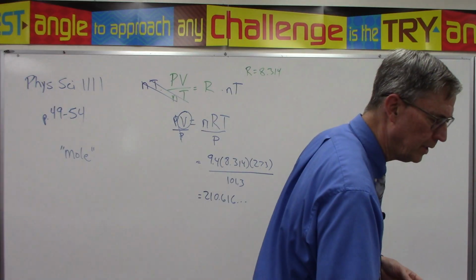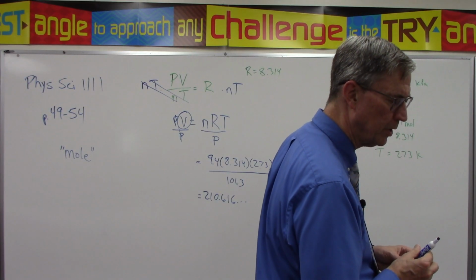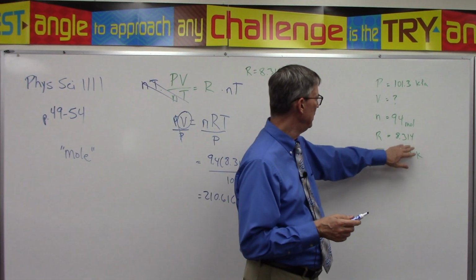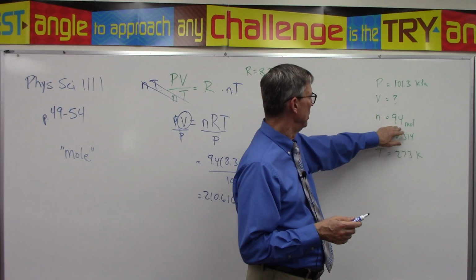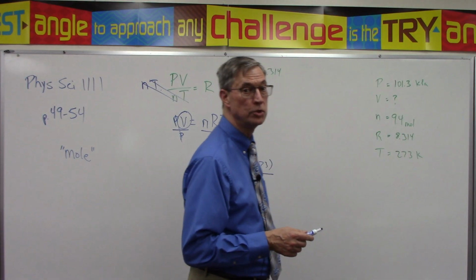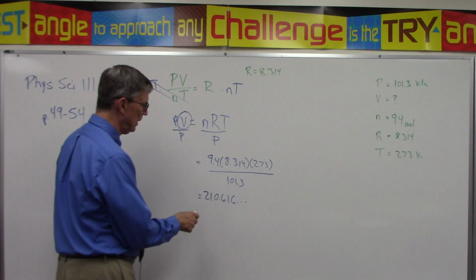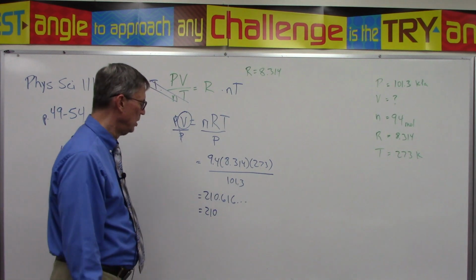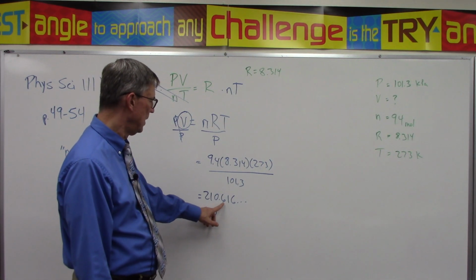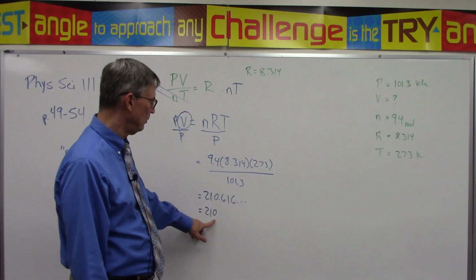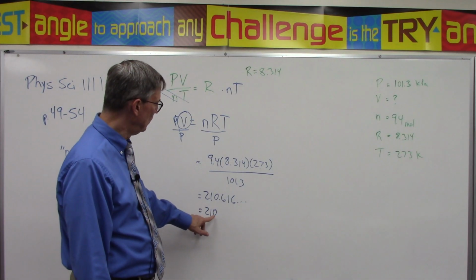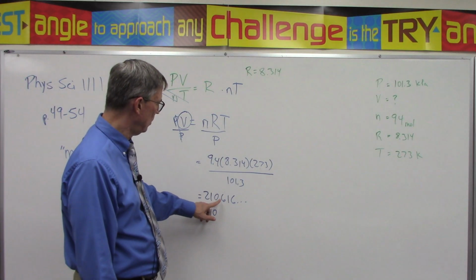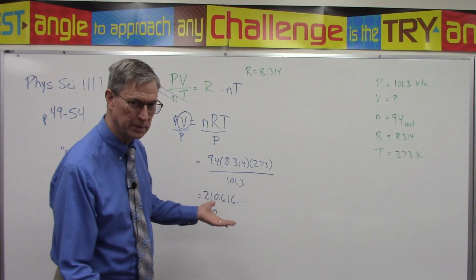How many significant digits can we have for this one? We have 3, 4, 2, 4, so I can only have 2 significant digits in my answer. So I need to round it off to just 210. Notice it's not 211 because that would be 3 significant figures. So really this 0 is not significant.